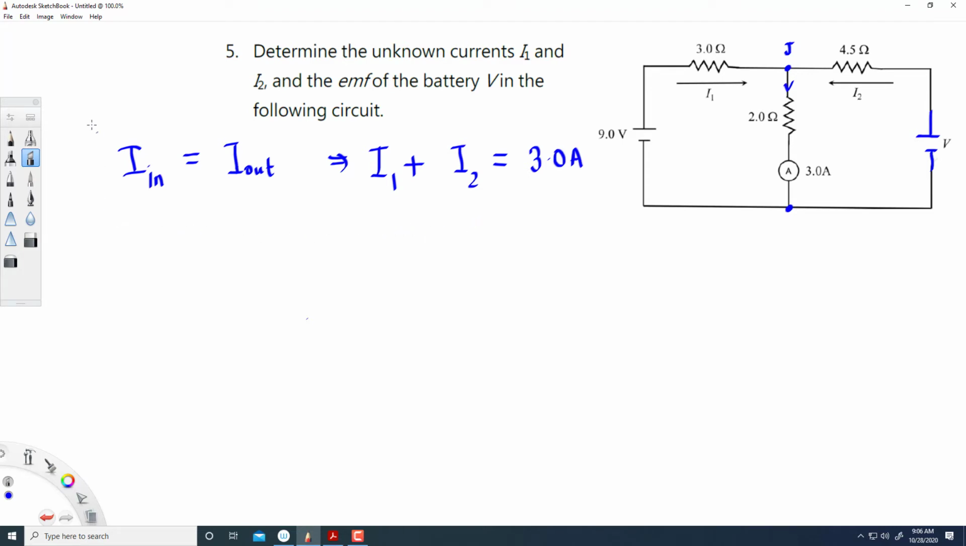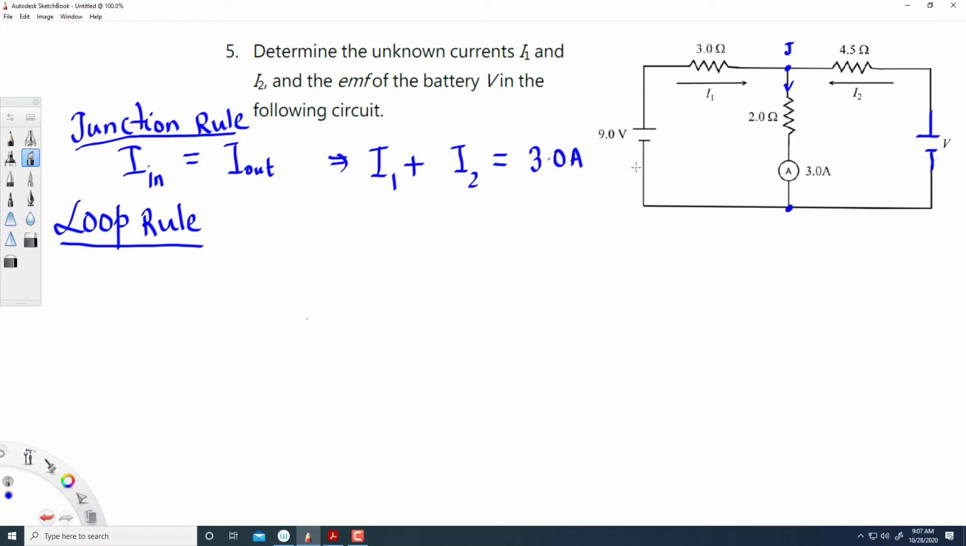Now let's use the loop rule. You can use the loop rule in 3 loops. We have this loop, this loop, or this whole bigger loop, neglecting this middle part. Whichever you like, you can consider those loops. So let's consider this loop, one on the left and one on the right.